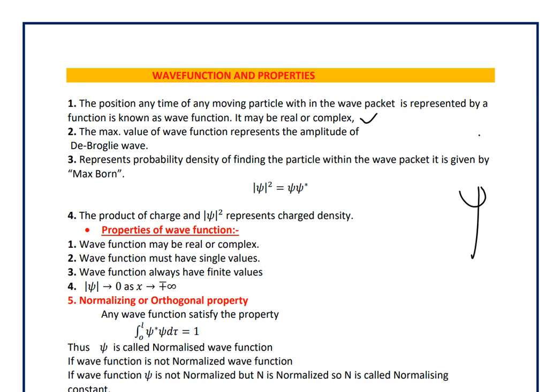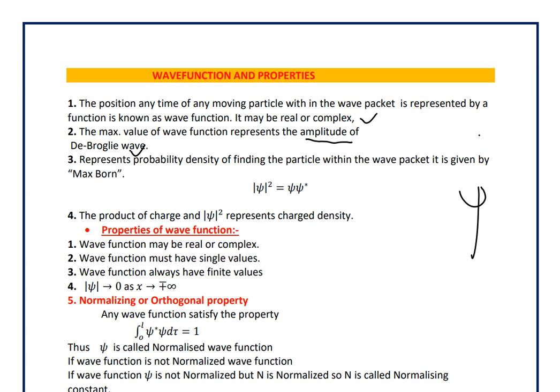The wave function represents the position of the particle within the wave packet, and its maximum value represents the amplitude of the de Broglie wave.